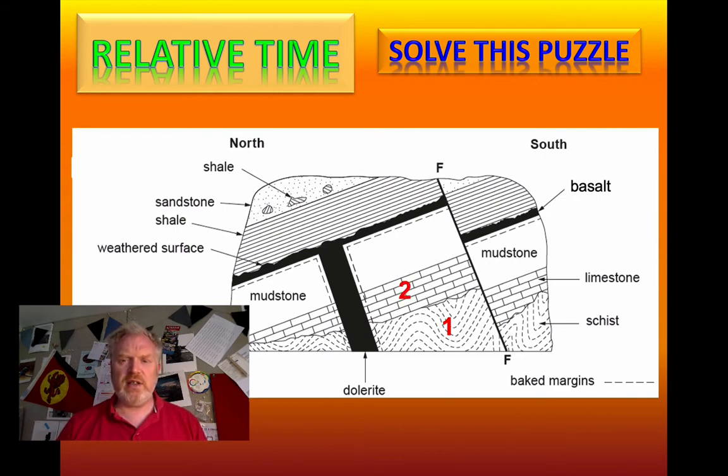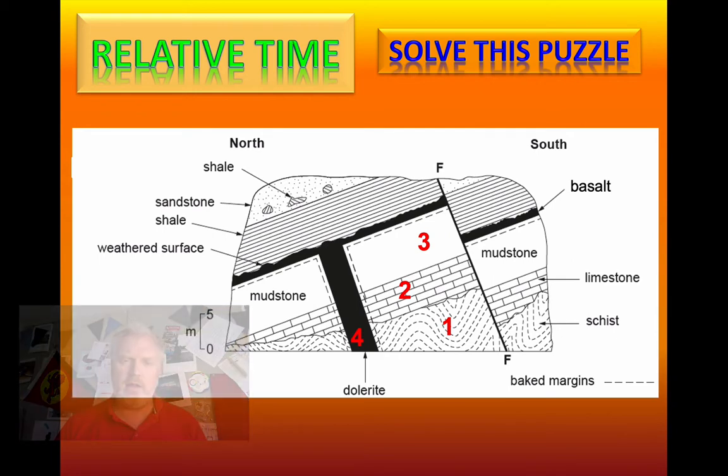The next youngest is limestone, sitting on top of the schist, but in the bottom of the sequence. So we've got an application of superposition, which also tells us then that mudstone must be younger than the limestone. We now need to think carefully, though, about the igneous rock. We've got the dolerite forming a dike, cutting through the country rock there.